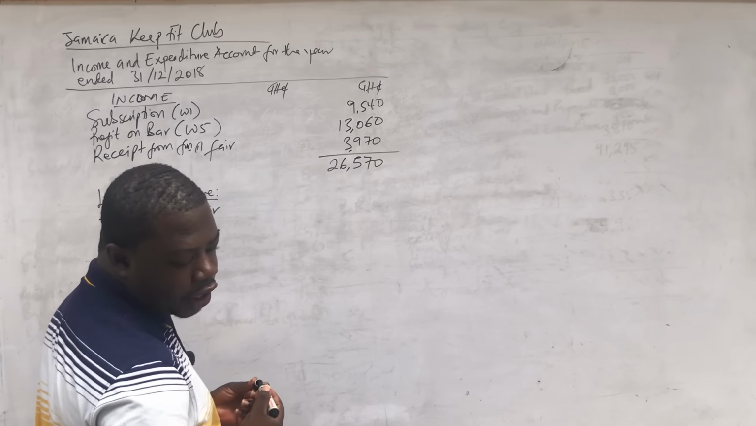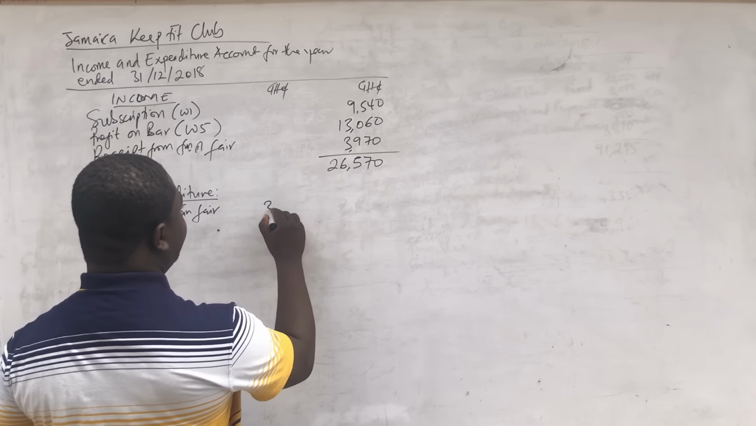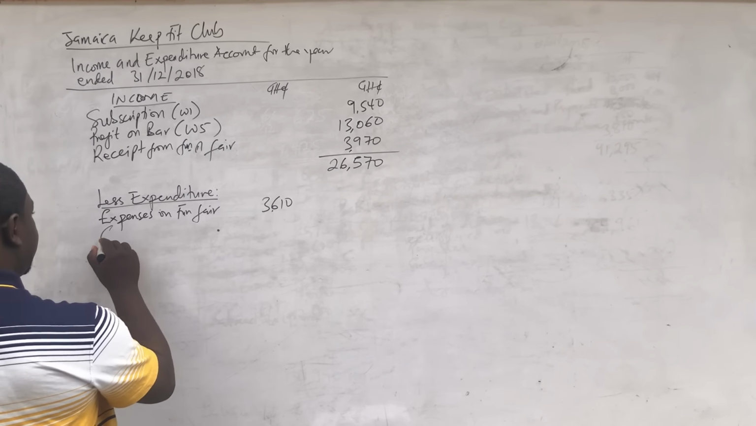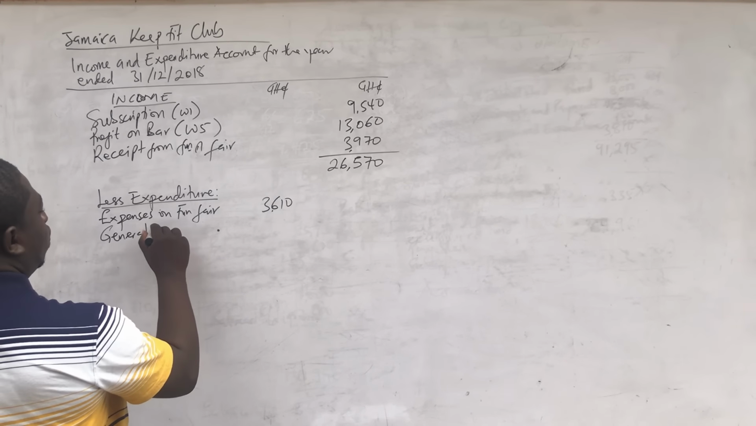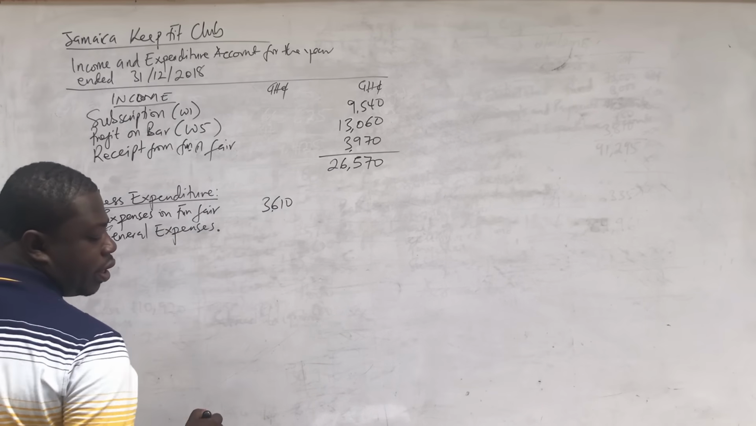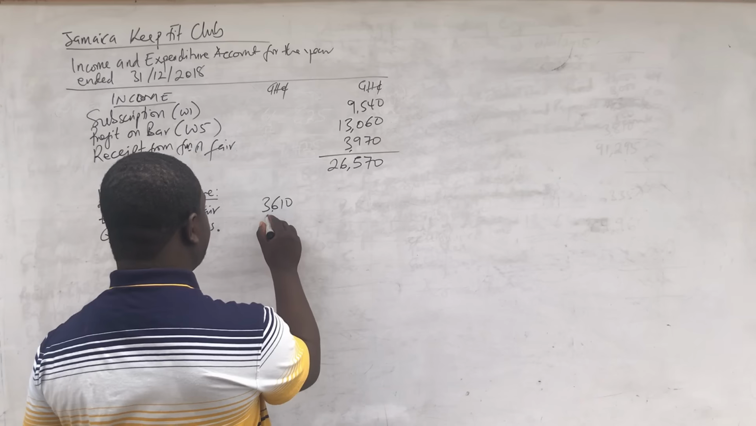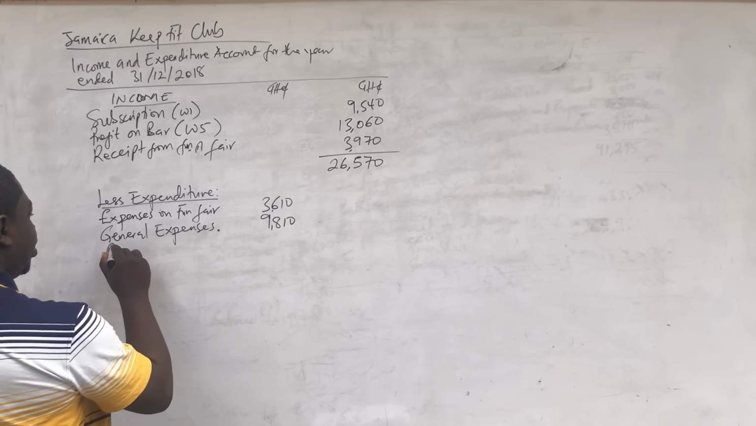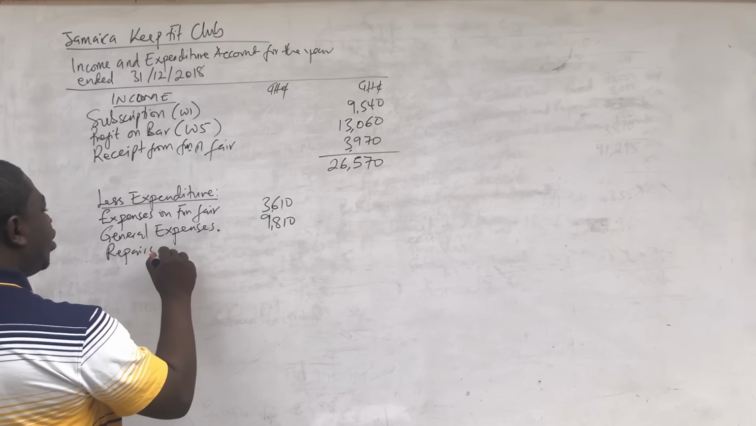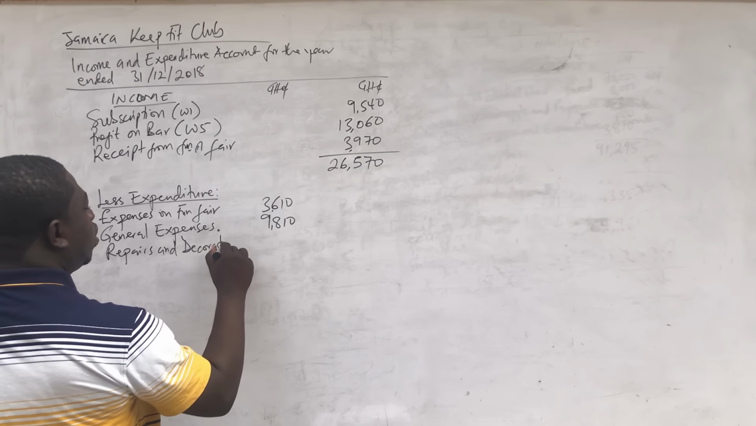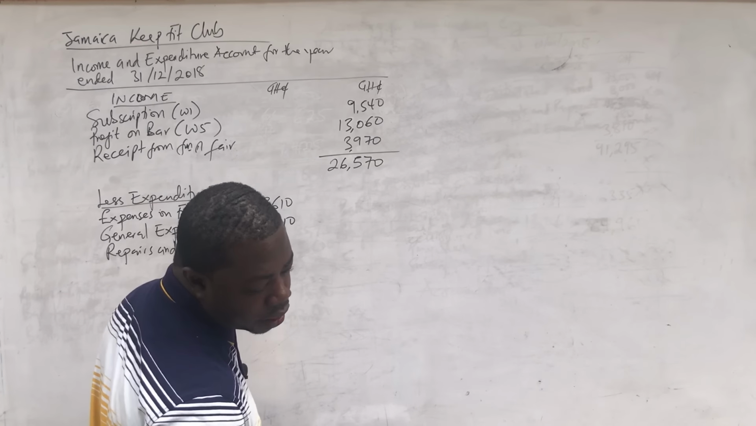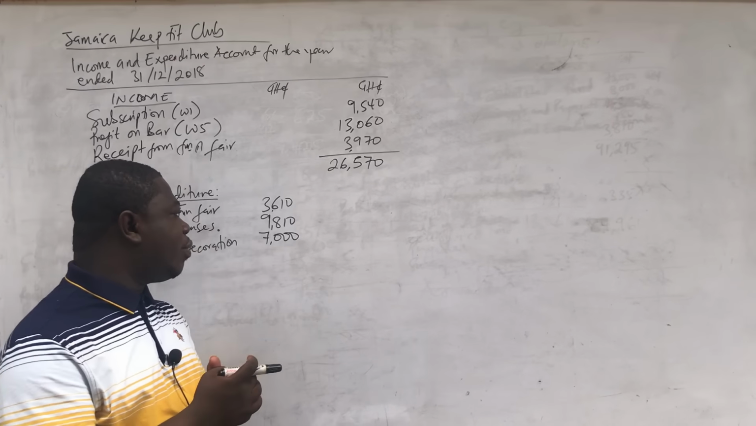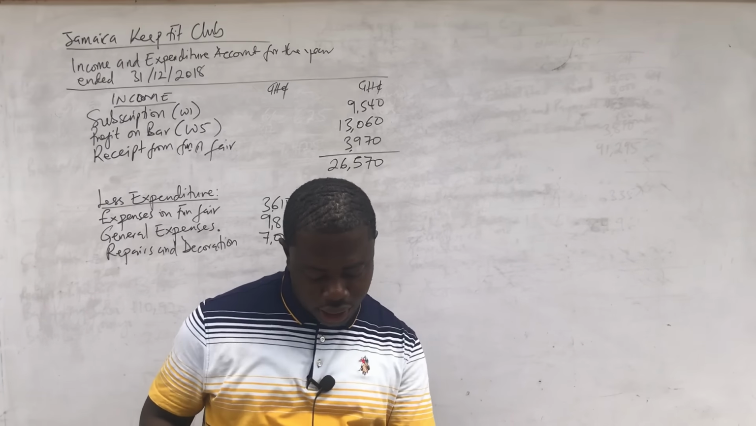And the value for expenses on fanfare is 3,610. And then also we have general expenses, and the value for general expenses is 9,810. And then also we have repairs and decoration to premises, and the value of that expenditure is 7,000 Ghana cedis. So these are the three expenditures that we can find from the bank account.